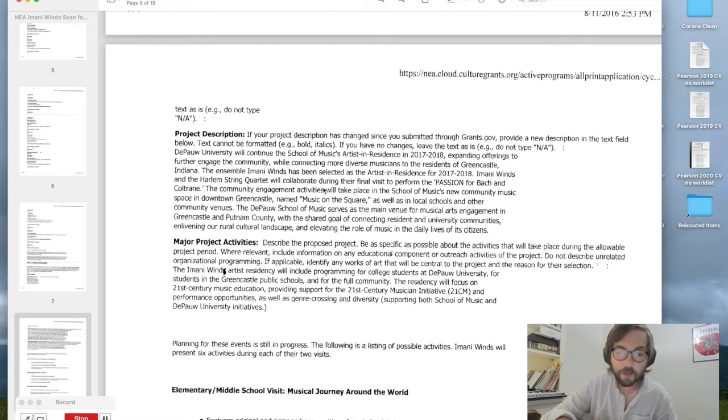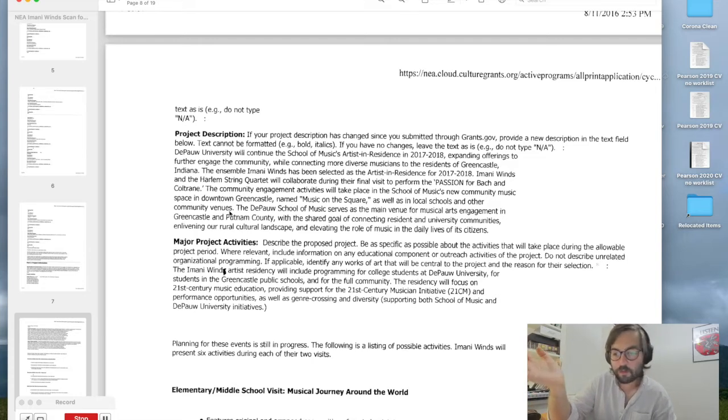The community engagement activities will take place in the School of Music's new space, Music on the Square, as well as local schools and other community venues. School of Music will be the main venue. Shared goal of connecting resident and university communities, enlivening our rural cultural landscape, and elevating the role of music in the daily lives of its citizens.